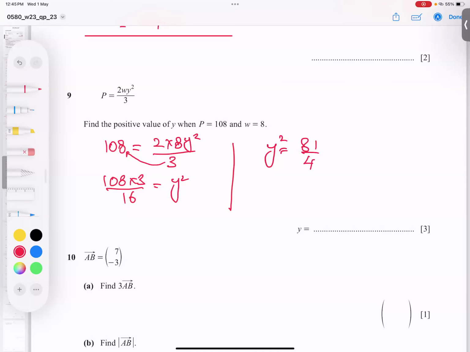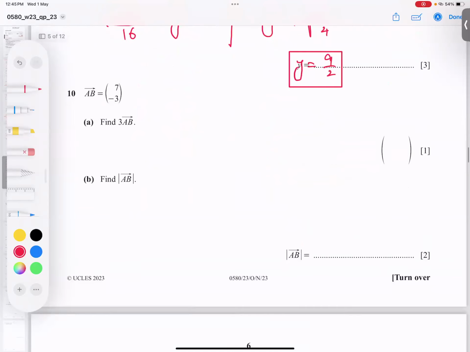You know, student, when I want to eliminate power 2, I will take the root opposite of power 2, which is square root. And when I take square root, plus and minus compulsory come. And I get finally root of 81 over 4, so 9 over 2, but plus and minus, but he said positive. So now I will take only the positive value. I hope the point is very clear. Let's go for next.